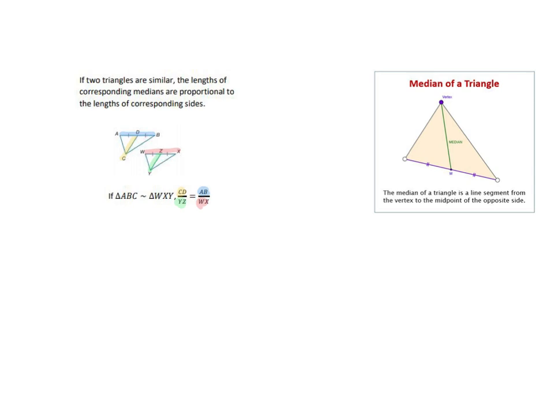And then our last special segment, if two triangles are similar, the lengths of their corresponding medians are proportional to the lengths of the corresponding sides. And so we can see here that we have our medians in proportion to the sides. In the next set of slides, we're going to look at example problems looking at these special segments of similar triangles.